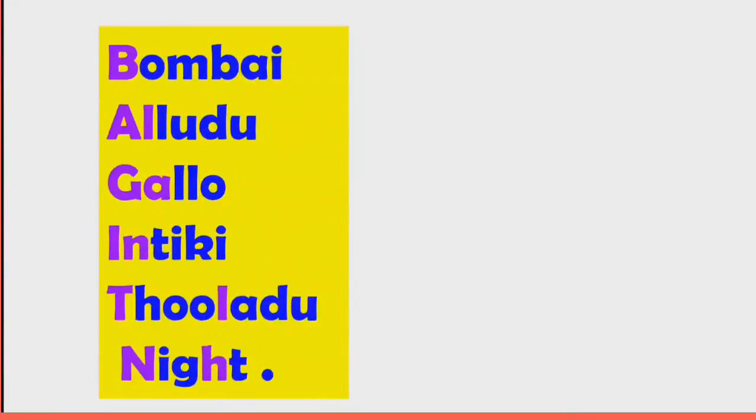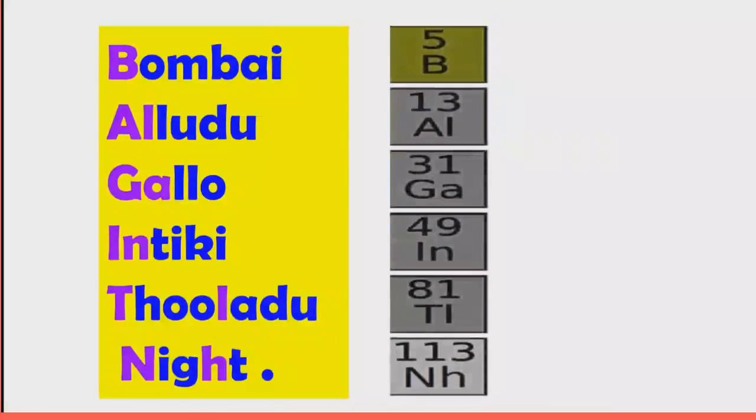Now we will make one sentence to remember the third A group elements. That is, "Bombay alludu gallo intiki tuladu night." B represents boron. Al represents aluminum. Ga represents gallium. In represents indium. Tl represents thallium. Nh represents nihonium.